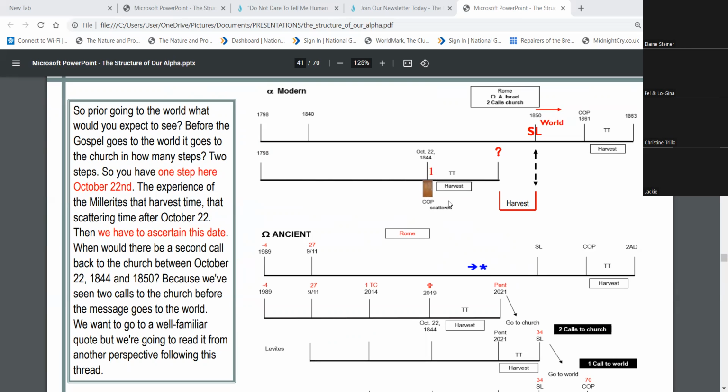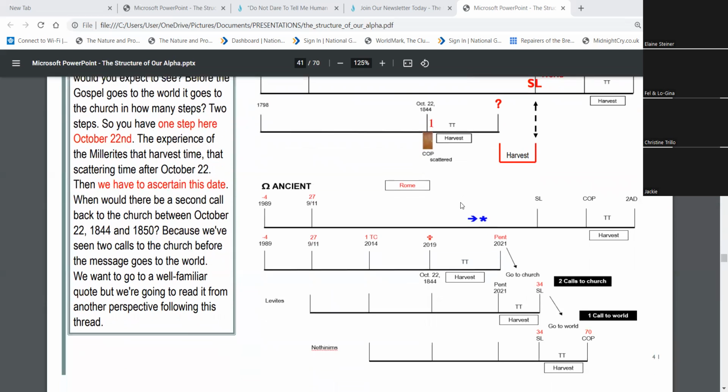Then we have to ascertain this date. When would there be a second call back to the church between October 22nd, 1844 and 1850? Because we've seen 2 calls to the church before the message goes to the world. We want to go to a well-familiar quote, but we're going to read it from another perspective following this thread.